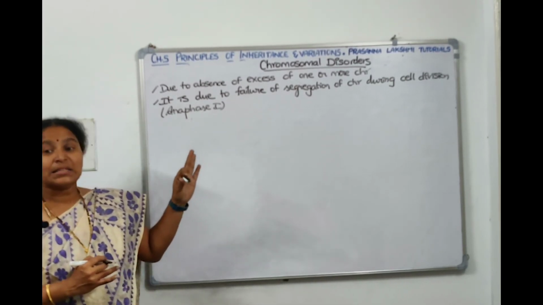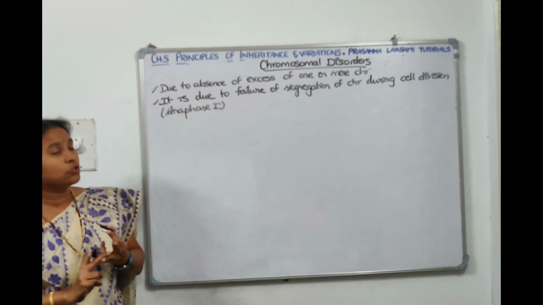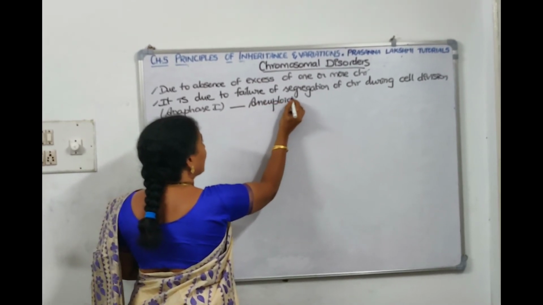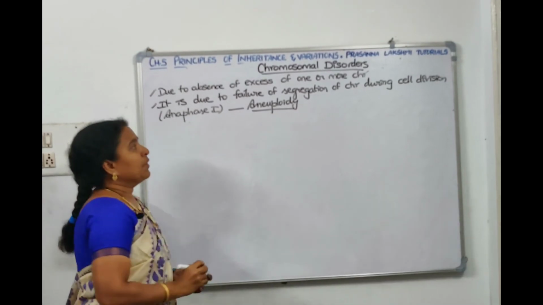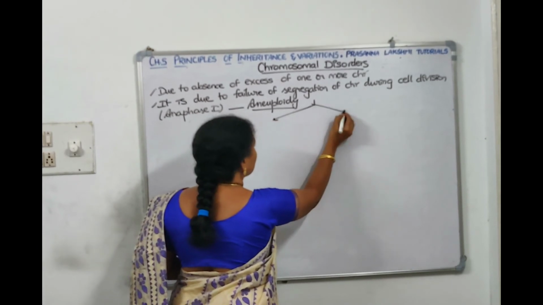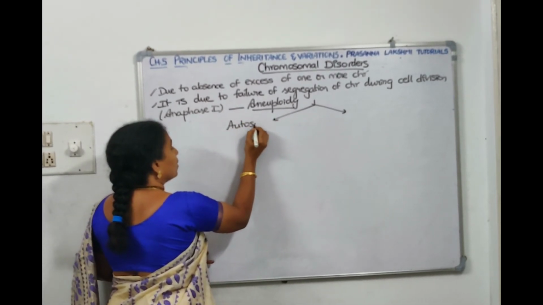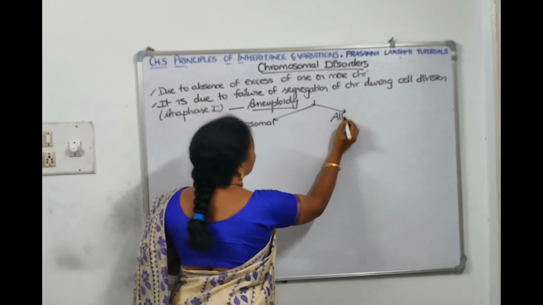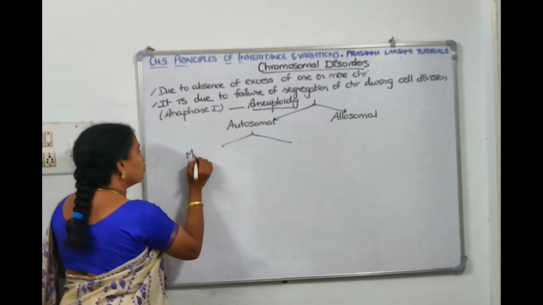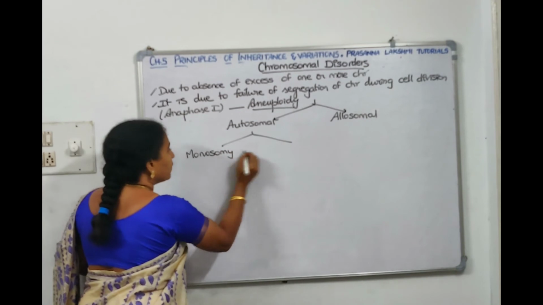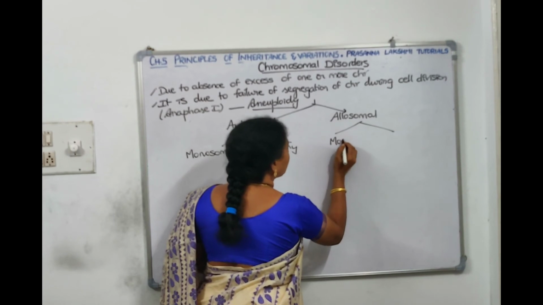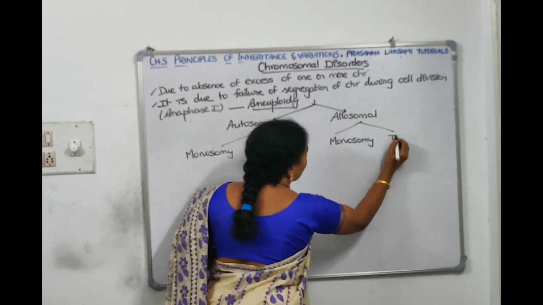Now this is called aneuploidy. Addition or deletion of chromosomes is called aneuploidy. Now for chromosomal disorders, we have 3 disorders as examples. We can divide the chromosomal disorders into autosomal and allosomal. Under autosomal, again we can tell it is monosomy or trisomy. In allosomal also we can tell monosomy or trisomy.